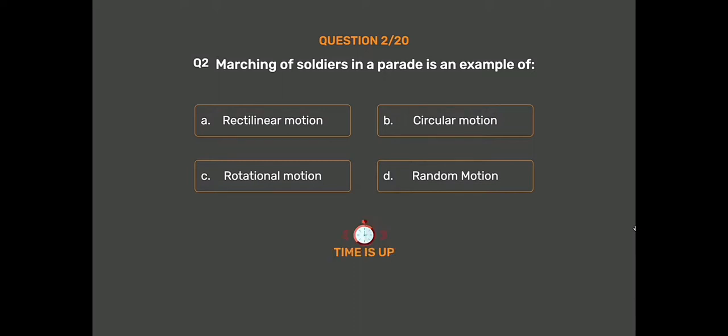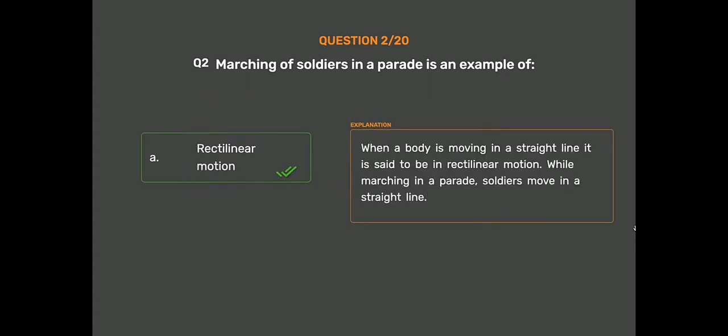The correct answer is option A. Rectilinear motion. When a body is moving in a straight line, it is said to be in rectilinear motion. While marching in a parade, soldiers move in a straight line.